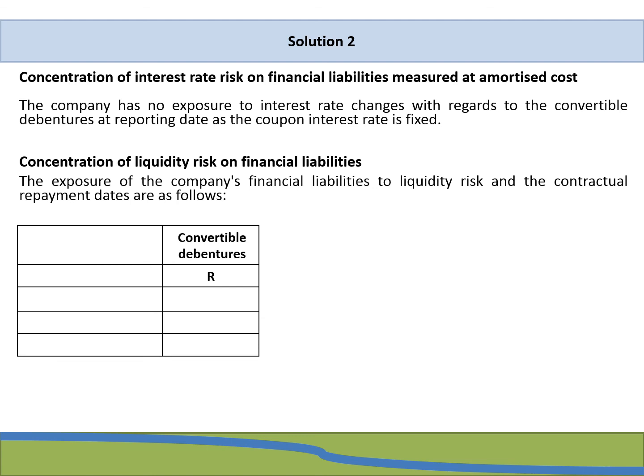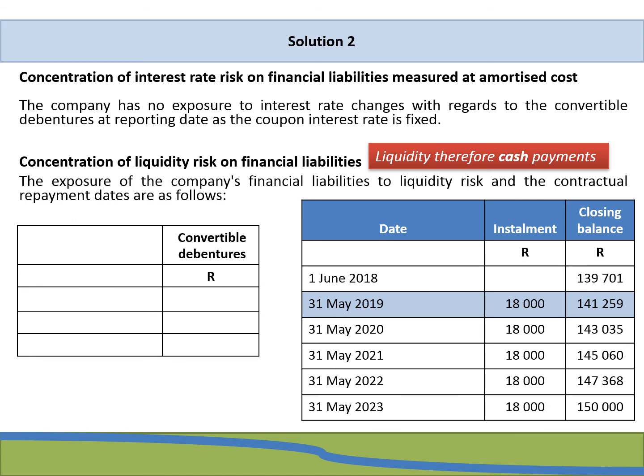The concentration of liquidity risk on financial liabilities. Remember that this deals with the company's ability to pay debts. And therefore, in this part of the note, we will be looking at future cash flows, and it will be all and only cash flows that relate to our financial liabilities. If we include our amortization table, but now remember this is just a calculation and does not actually form part of disclosure, I'm purely just including it here to show you how to disclose the amounts from your amort table.